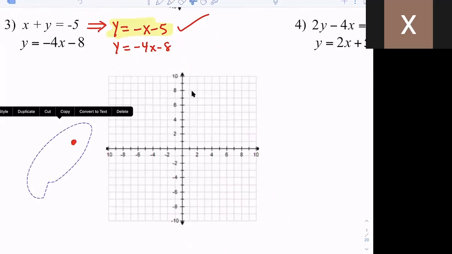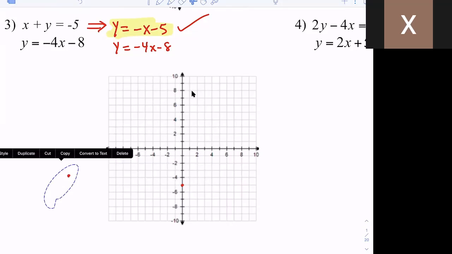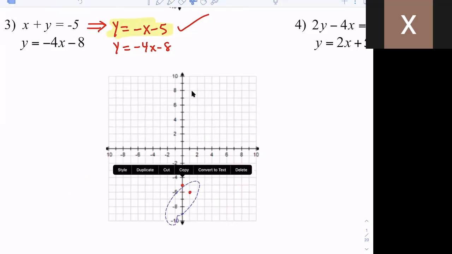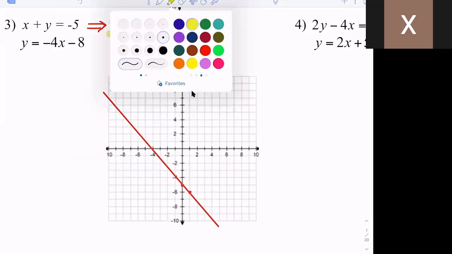Do I go down 5? 1, 2, 3, 4, 5. And then again, we're just going to go from there, what? Down 1 to the right 1. And now we're just going to graph it. And that looks pretty good. I'm going to change colors here.